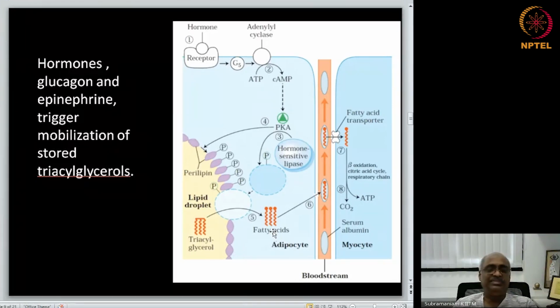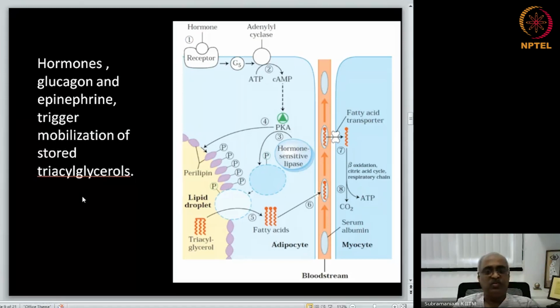So this is the overall physiological detail and the endocrine connection of lipid metabolism. The biochemistry of it, like what is beta oxidation and how the long chain fatty acids are converted into acetyl-CoA, that portion we will discuss in good length in tomorrow's class.